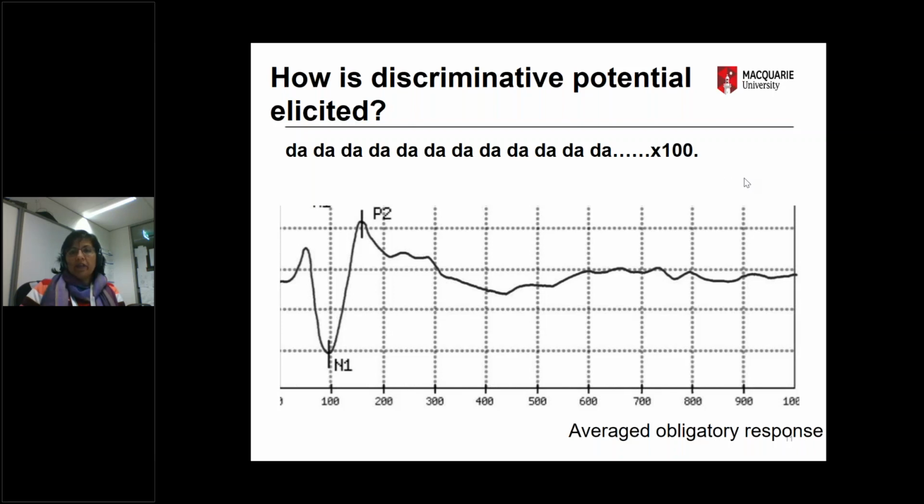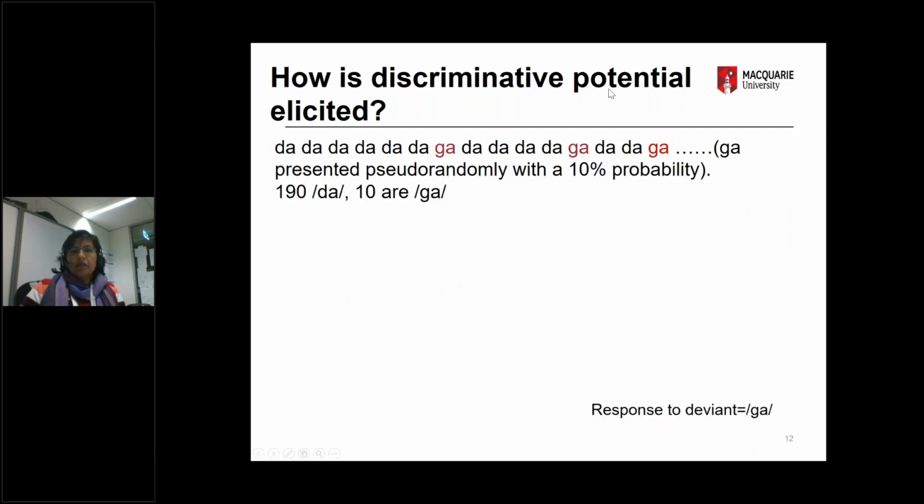Now, what about the discriminative potential? Instead of the tuxedo stork, say we have a ga sound, which is different, and we present this at a certain probability of 10%, which means if you're presenting your das 100 times or 200 times, then the proportion of that would be that you take 10% of those 200, which would be 10 of them, I think. Is that correct? No, it will be 20.